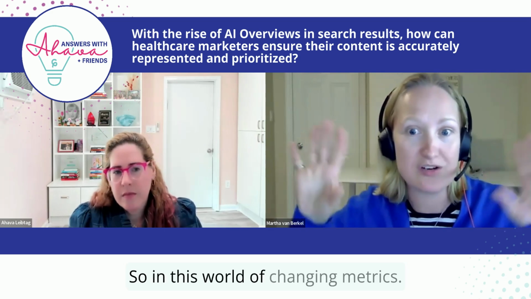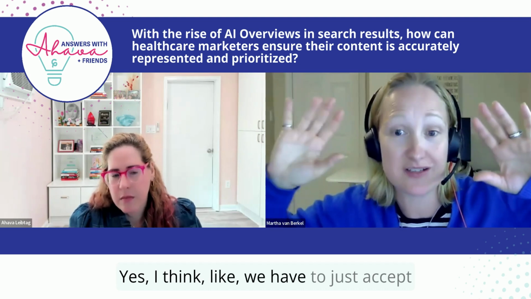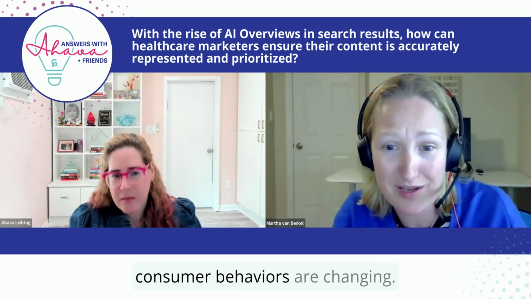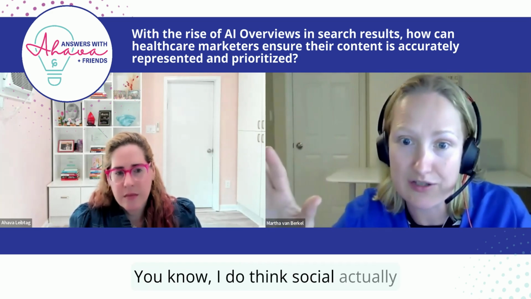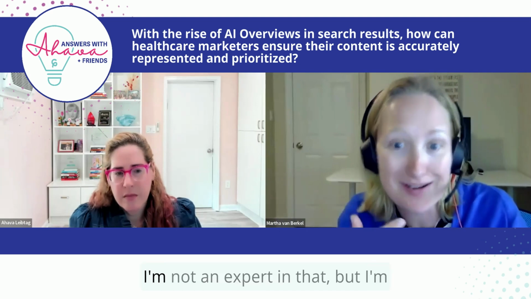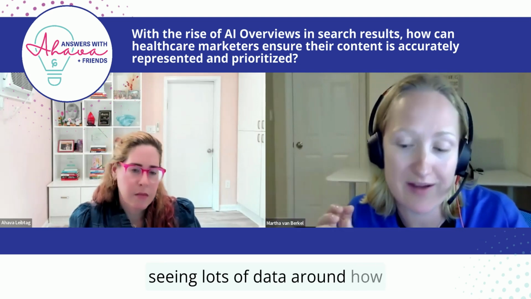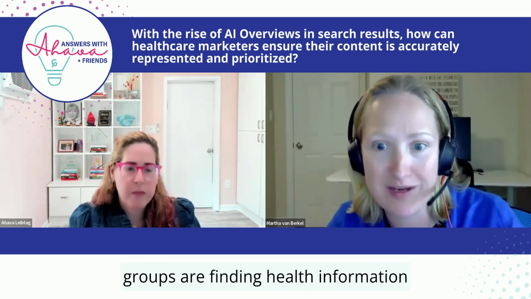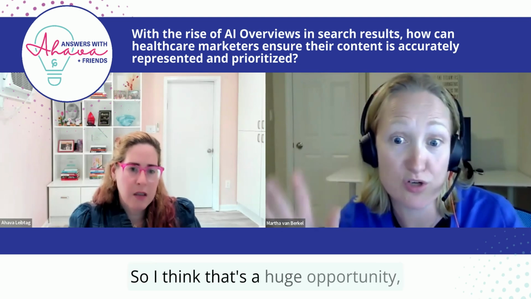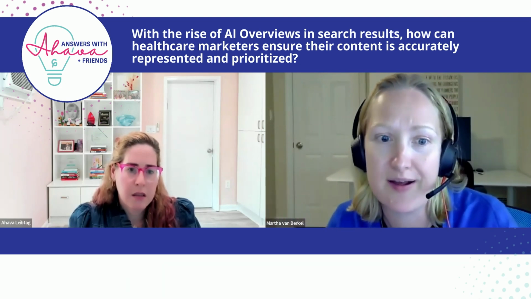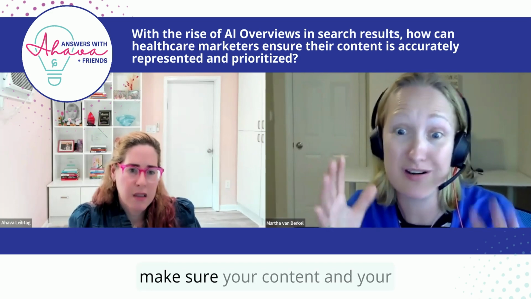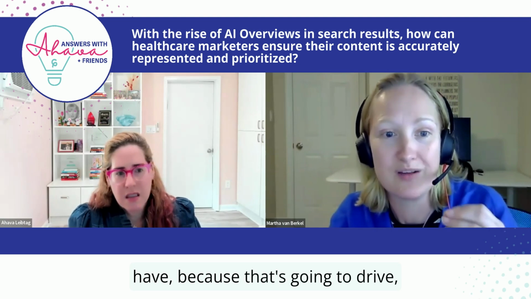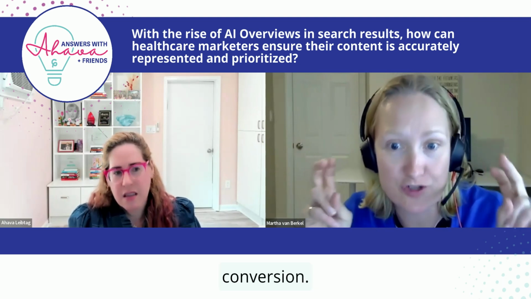So in this world of changing metrics, yes, we have to accept that our behaviors are changing, consumer behaviors are changing. I do think social plays a really different role. I'm not an expert in that, but I'm seeing lots of data around how different demographics, like different age groups, are finding health information on these different platforms. So I think that's a huge opportunity, especially for first movers. And the other piece is to make sure your content and your data is exactly how you want it, because that's going to drive the success, that conversion.